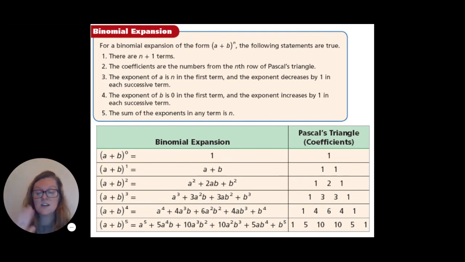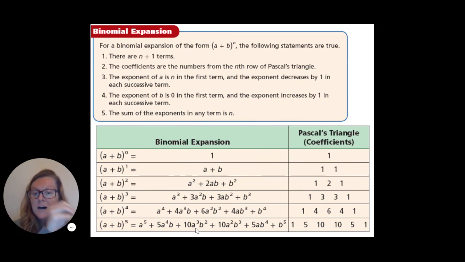So your a's are going to be decreasing in power, and b, you're going to be increasing in power. So start with b to the 0, which is not there, then b to the first power, b squared, and b cubed. So again, your a's are going down and your b's are increasing. And because of that, this last one says the sum of the exponents in any term is going to be n. So notice this is a plus b to the 5th power. Every single term needs to be degree 5.